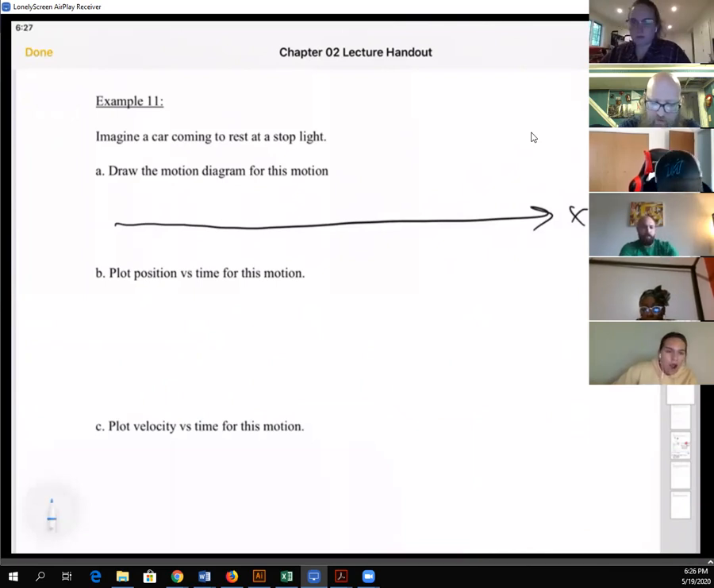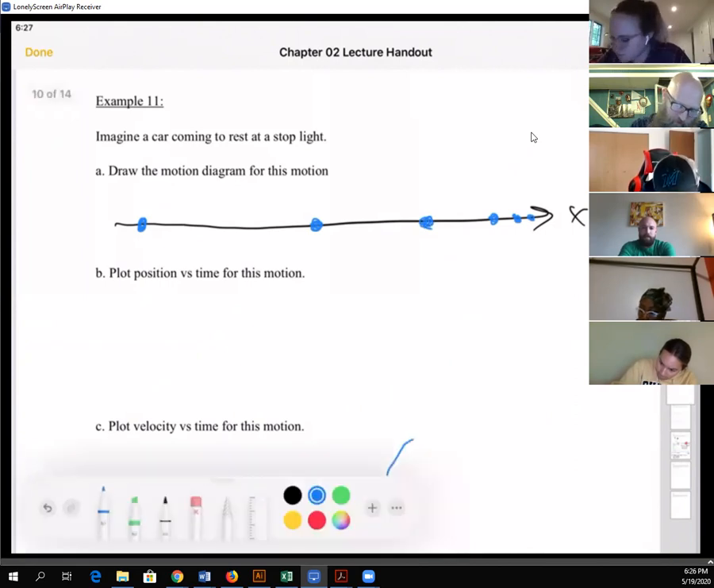So when a car comes to rest at a stoplight, what is it doing? It's slowing down, right? So the points should start far apart, and then they should get closer together and closer together until it comes to rest. So that's some version of a car coming to rest at a stoplight. This is maybe what my dad would call a driver's ed stop.